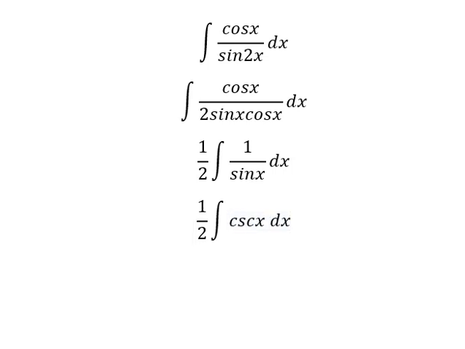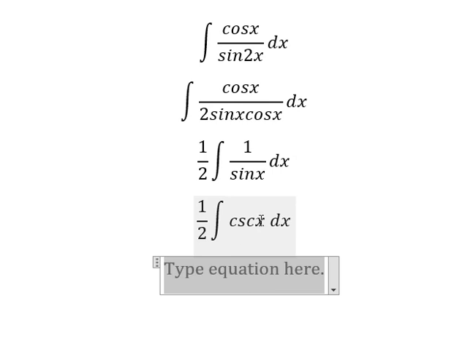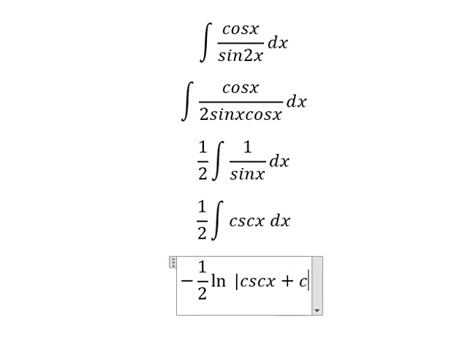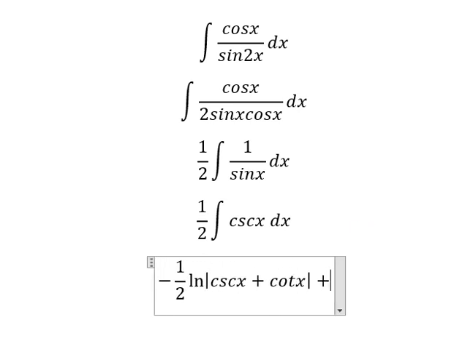And now we can get the final answer. The integral of this one, we have negative 1 over 2 ln of the absolute value of cosecant of x plus cotan x. And we put plus C.